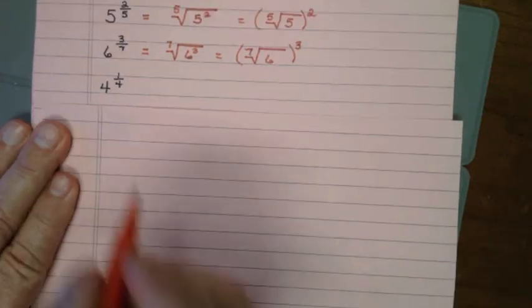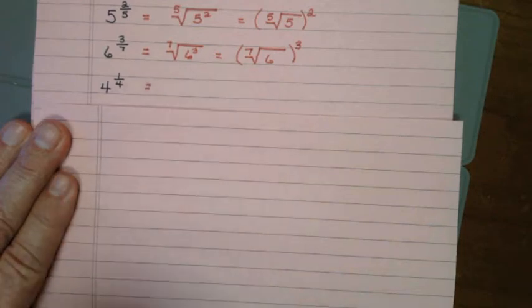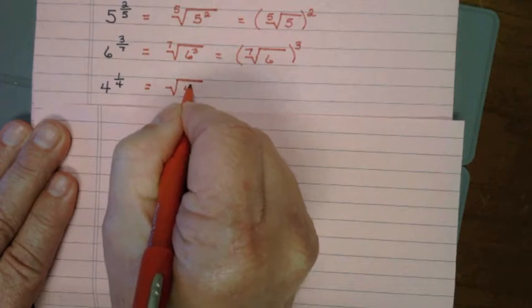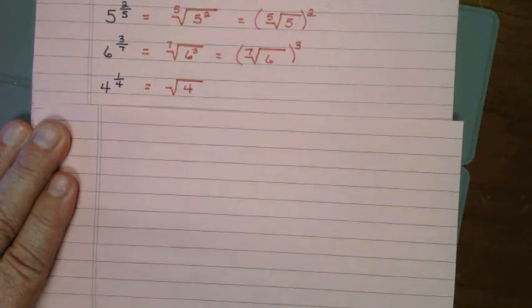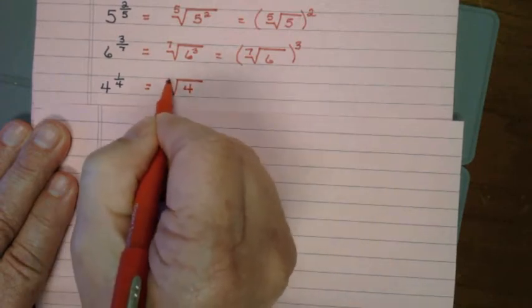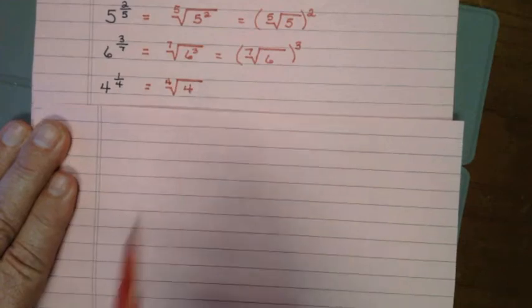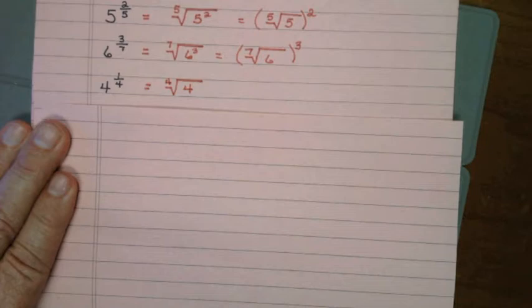Next example. I'm going to change this to radical form. It means I need a radical symbol, put the radicand up under it, the index goes right here. And remember, I don't write exponents of 1. So this just stays like this. Do not write an exponent of 1.